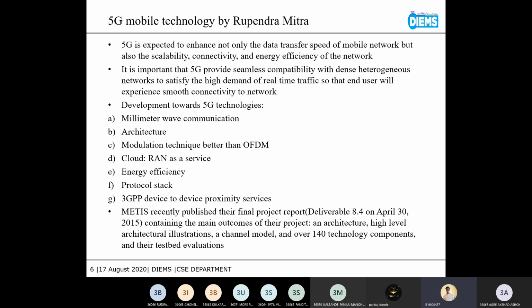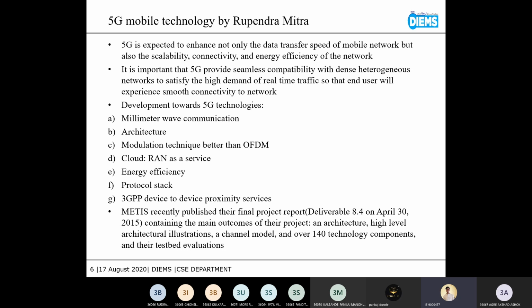It means that in future when 6G is released, the speed of 5G would decrease, as 4G's has now. So it is important that 5G provides seamless compatibility with dense heterogeneous networks to satisfy the high demand of real-time traffic, so that the end user will experience smooth connectivity to the network. The speed should be the same. Some highlights of his literature survey: millimeter wave communication, where the wavelength of communication will be low.